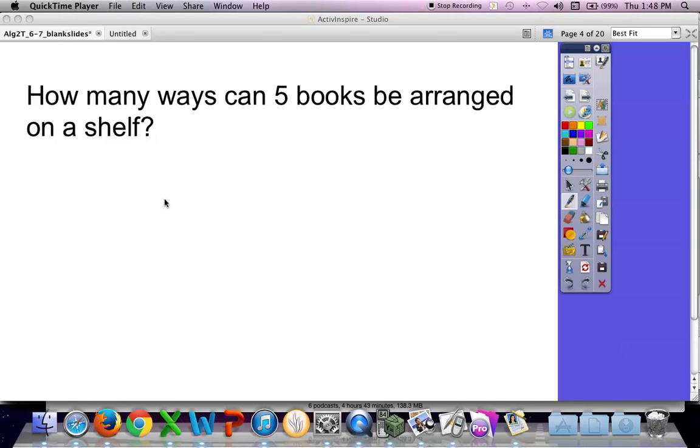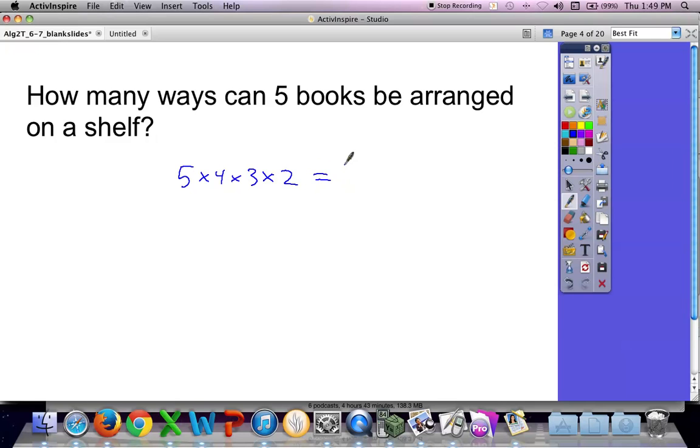Right, so based on what we've seen on the first two, we would expect that for 5 books on a shelf, it will be 5 times 4 times 3 times 2, which is 120. 120 ways you could put 5 books on a shelf.